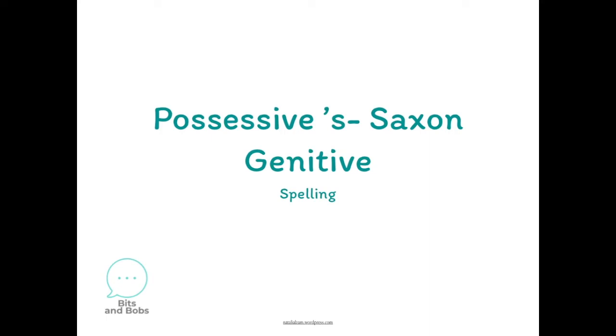Let's see how to use and spell correctly this possessive S that is used at the end of some nouns or some time expressions, also called historically a Saxon genitive.